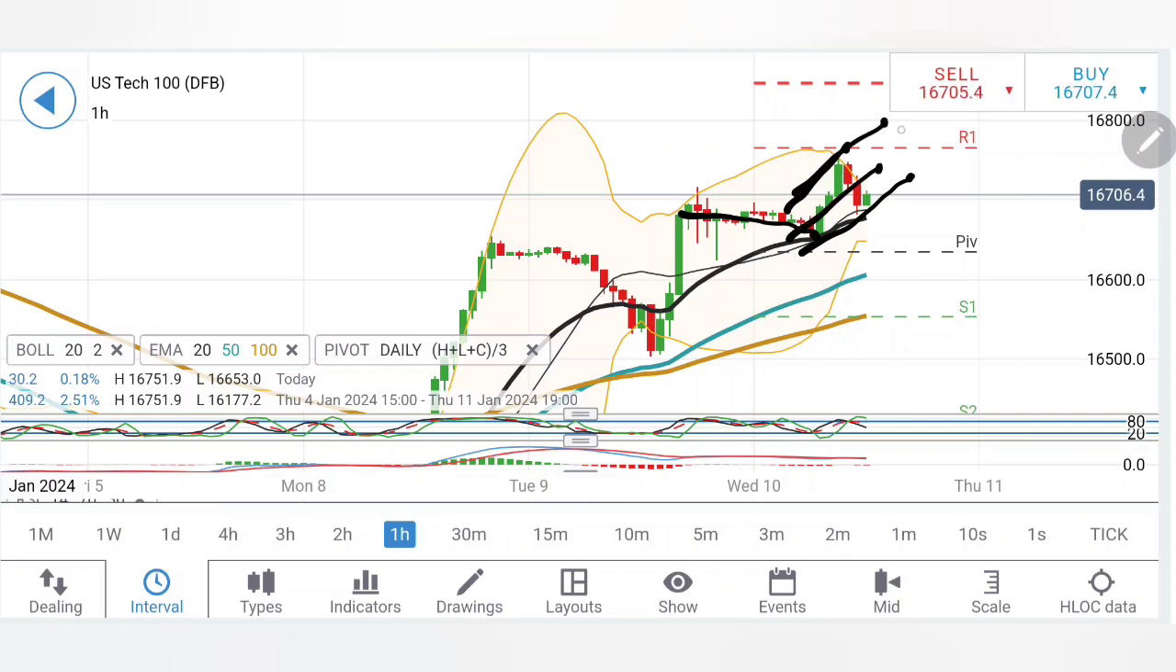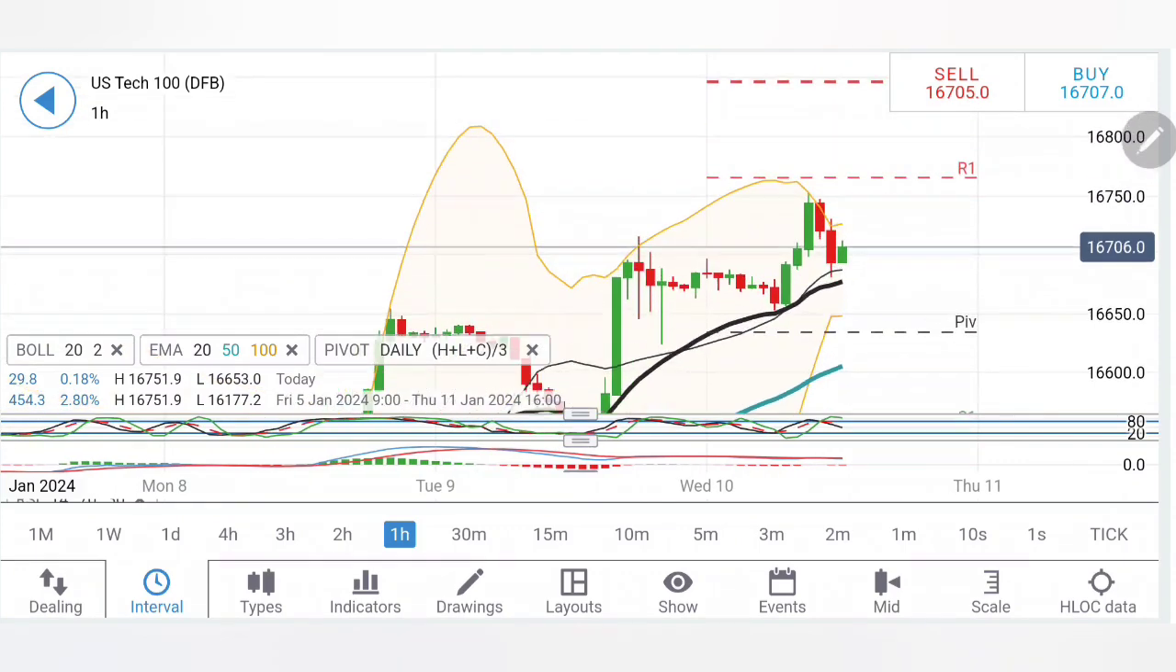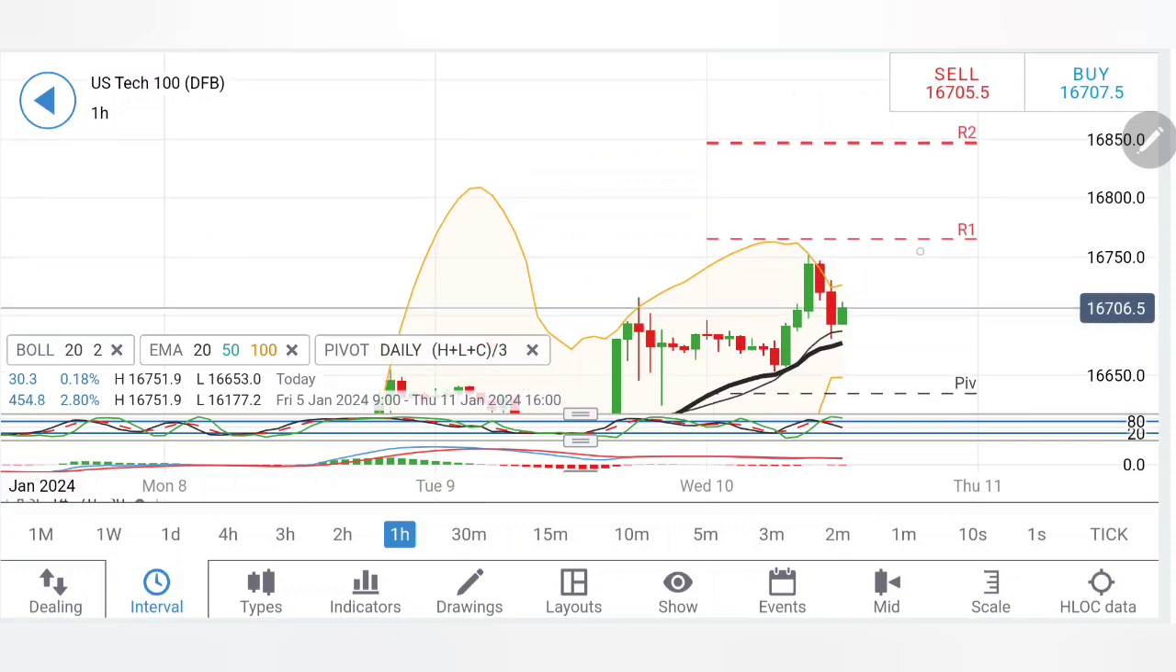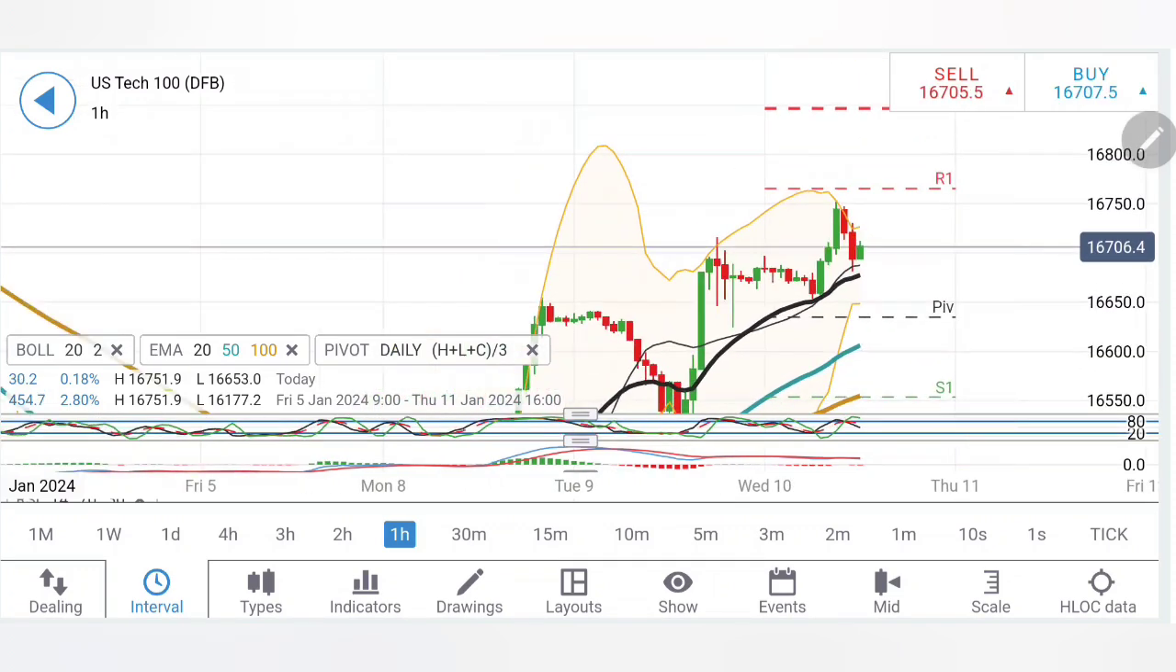Now suddenly it is turning bullish, and after a couple of red candles it is again looking upwards, which suggests that it is still bullish. And once we see it is staying above 16,770, we can look forward to a massive move towards 16,840, 850 levels. Yes, it can try to move towards those levels.